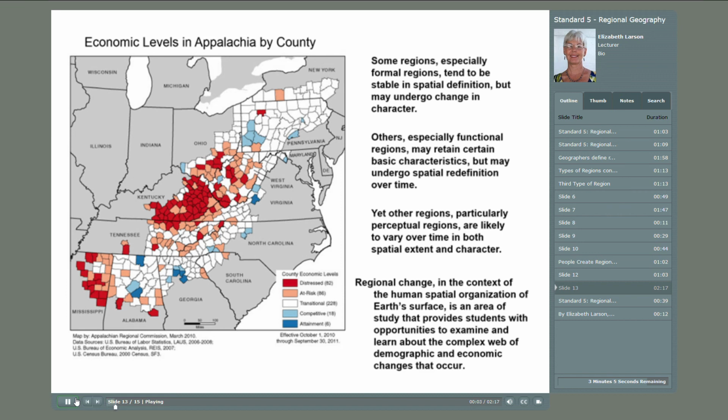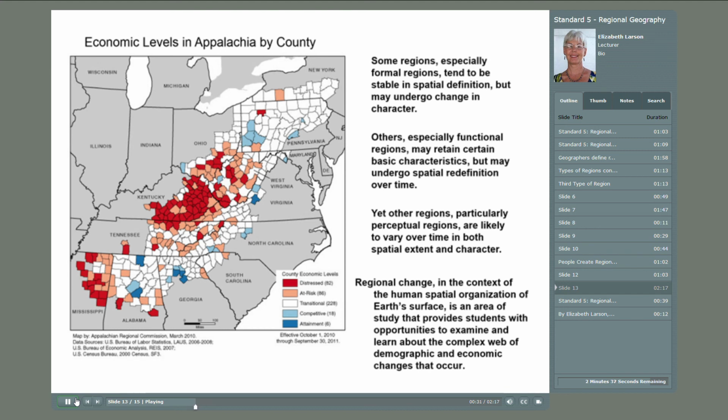Some regions, especially formal regions, tend to be stable in terms of spatial definition, but they may undergo change in character. Other regions, especially functional regions, may retain certain basic characteristics, but may undergo spatial redefinition over time. Yet other regions, such as the perceptual regions, are likely to vary over time in both spatial extent and character.